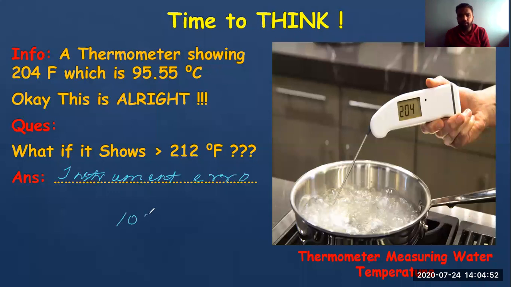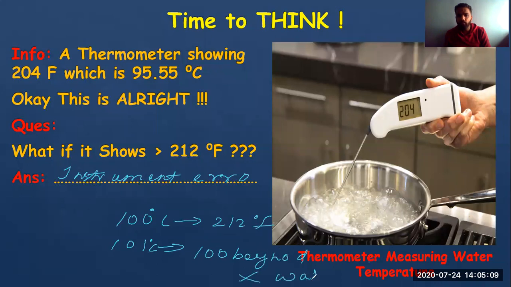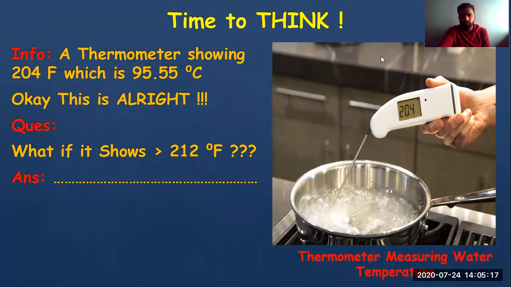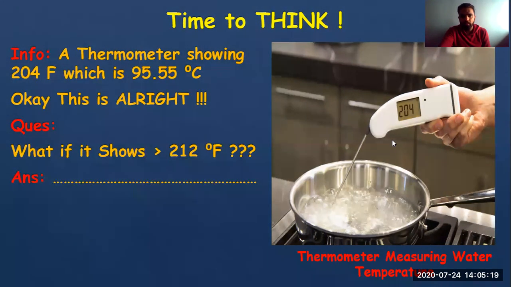So what you are basically trying to say is the instrument is having some error, because if it is 100 degrees, we know that 100 degrees is 212 degrees Fahrenheit. So if it is showing 101 degrees, we are very sure that water cannot have 101 degrees. Okay, beyond 100 degrees, the boiling point temperature for water, is not possible. Okay, so if we are very sure about it, we can proceed to the next slide. This is a very simple exercise that you have completed. So we'll go to the next slide.